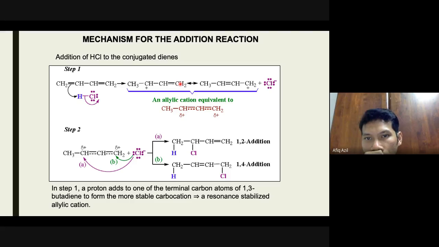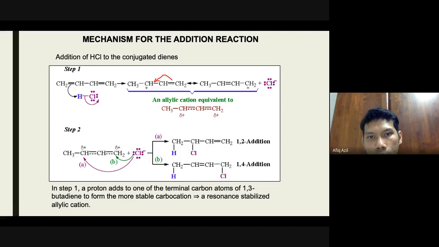The structure is CH3, C plus H, then CH double bond CH2. This can form a resonance form, in which this electron over here now wants to share. Originally, it shares with the last carbon, carbon number 4. But now it wants to share with the second carbon. So the electron moves from here to here. Now this carbon is no longer positively charged, because it already contains a C double bond C.